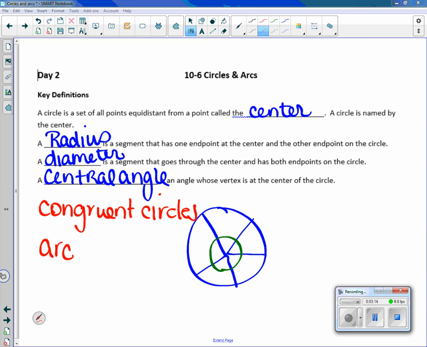You with me? An arc is basically the crust of the pizza. Everybody with me? Because the circle is really the pizza crust. The inside part where you put all the toppings is not really the circle. It's just inside of it. The circle is actually the crust of the pizza.